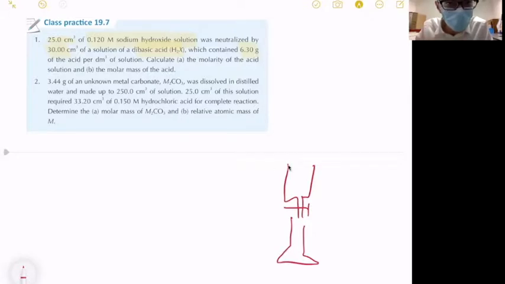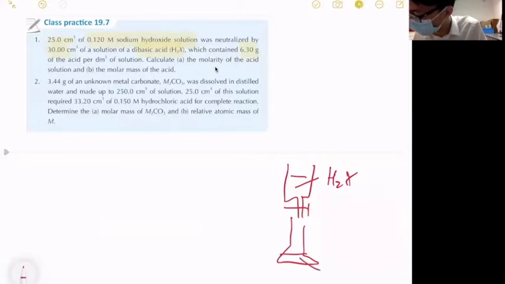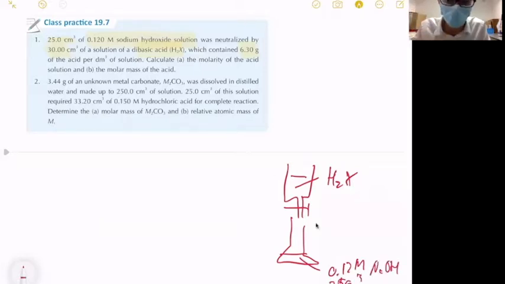In the burette, this time, we have the dibasic acid, H2X, with unknown concentration, right? Because we are going to calculate the concentration. And in the conical flask, we will have the 0.12 M, 25 cm³ sodium hydroxide solution. And we do the titration in order to determine the concentration of the acid.